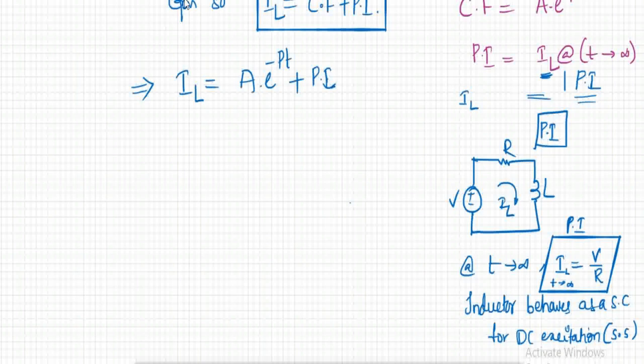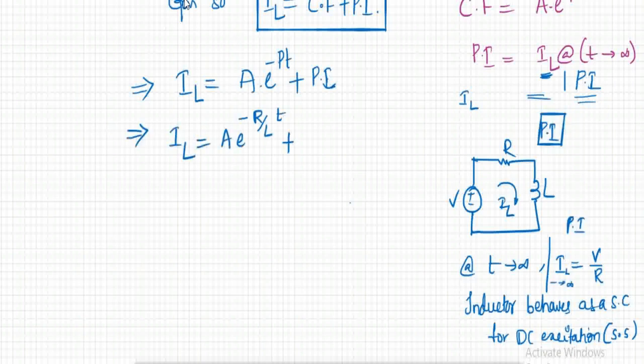Now we are going to apply that here. IL equal to A e power minus R by L into t plus the particular integral, which is V by R.